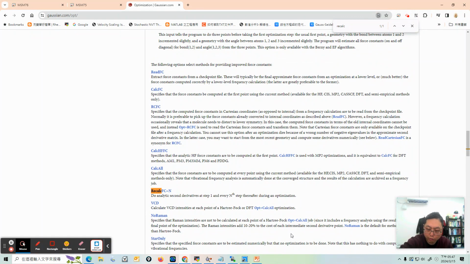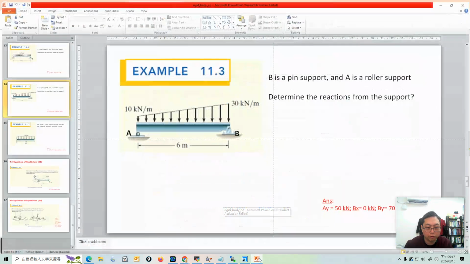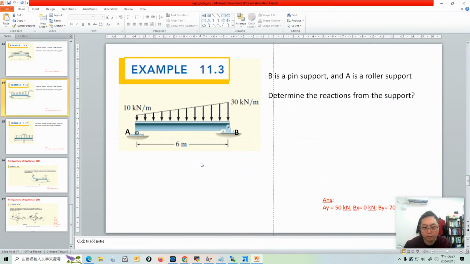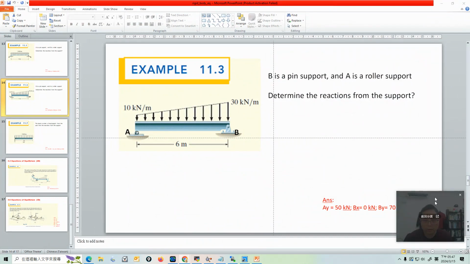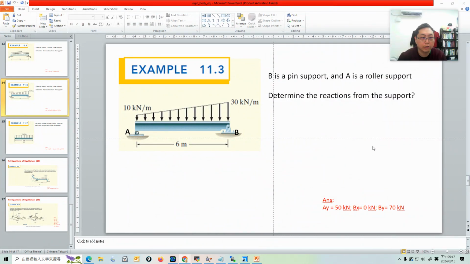In this video I'm going to show you the exercise for the support reaction, because how to calculate the support reaction is also the main topic in this course. Support reaction: calculate the reaction from the support.